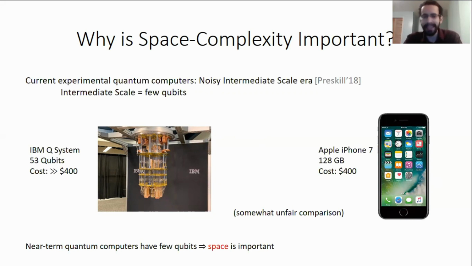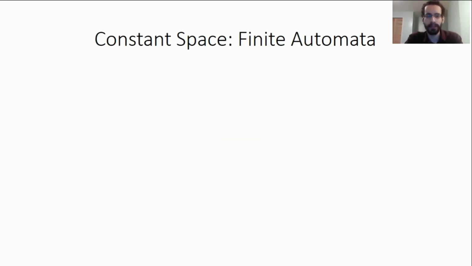And if you believe that, it's natural to then ask, what is the power of a quantum computer with a small amount of space? Where here we'll focus on the extreme case of a quantum computer with a constant amount of space, which we'll model using finite automata. In particular, we consider the two-way quantum classical finite automaton, or 2QCFA, originally defined by Ambainis and Watrous, as follows.